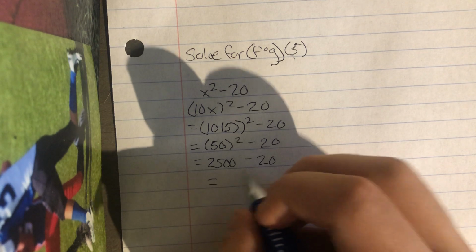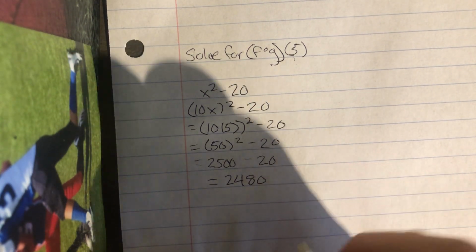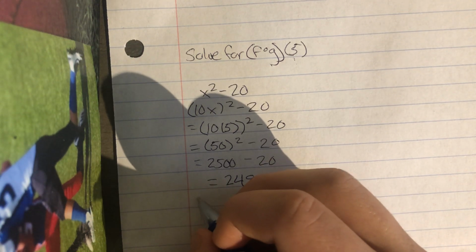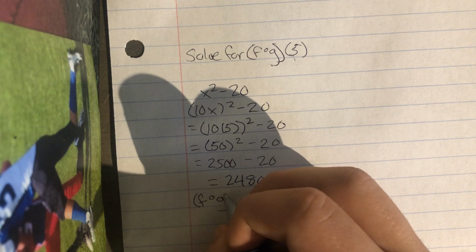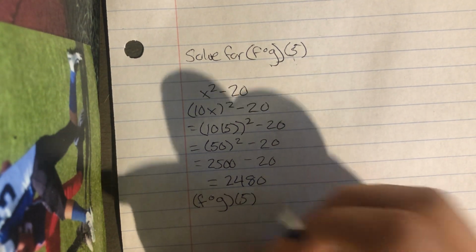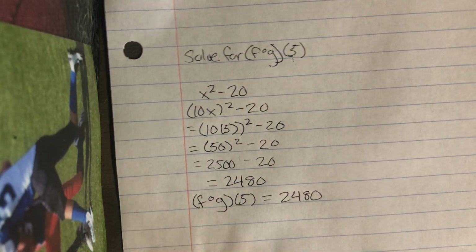And when you simplify that, you should get 2480. So function f times function g, where x equals 5, equals 2,480.